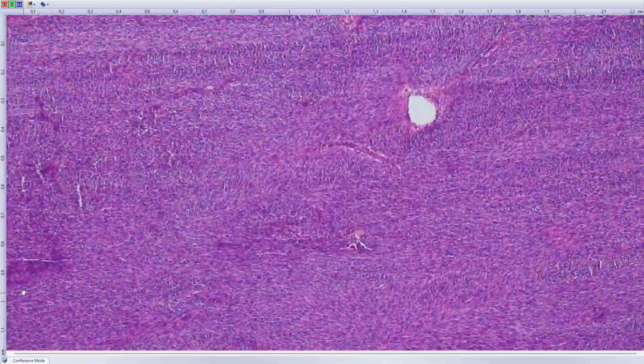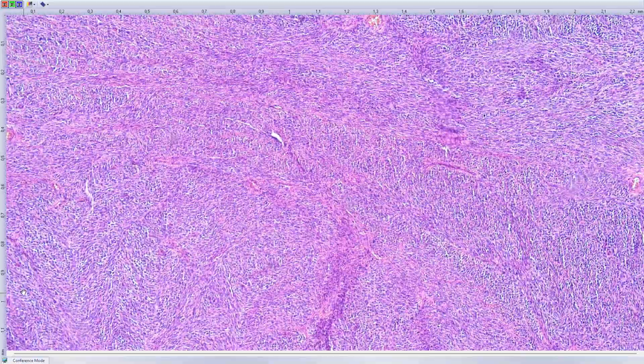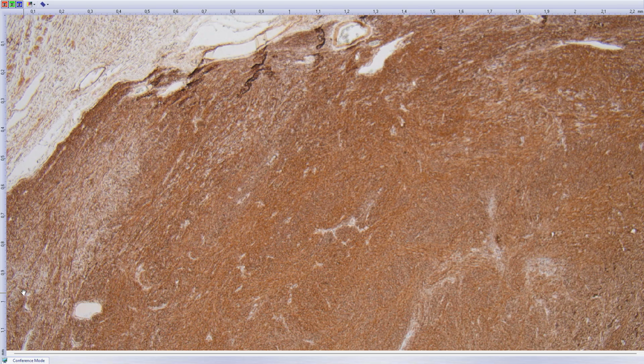It is completely differentiated into this spindle cell proliferation, and it is bland. Regarding immunohistochemistry, this lesion has a very typical immunoprofile, and the diagnosis together with the morphology is based on this immunoprofile.